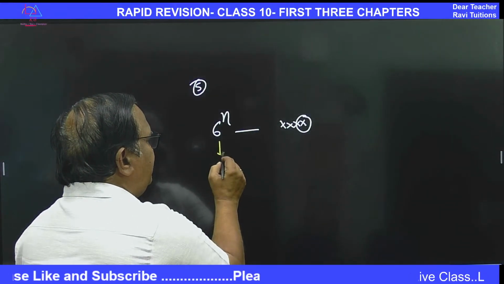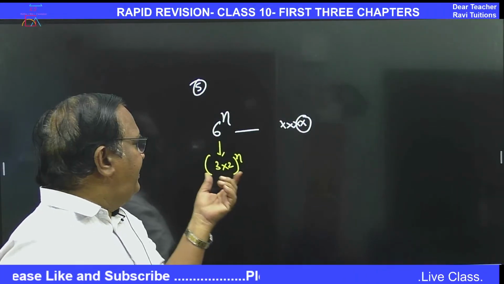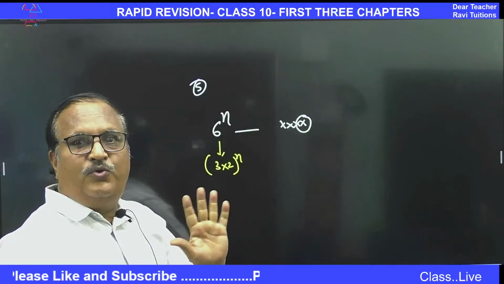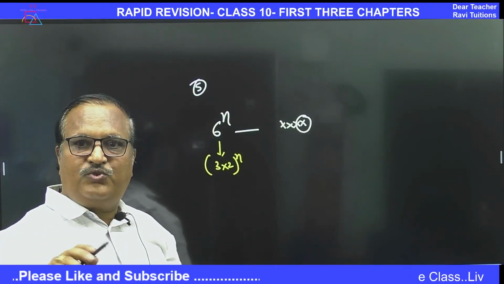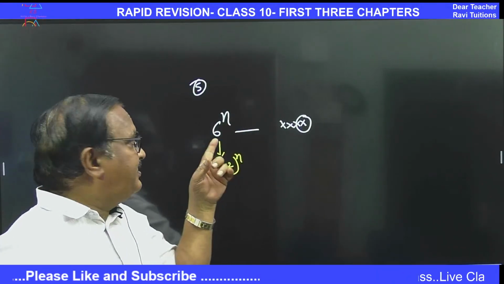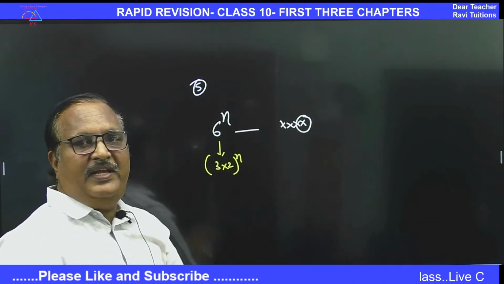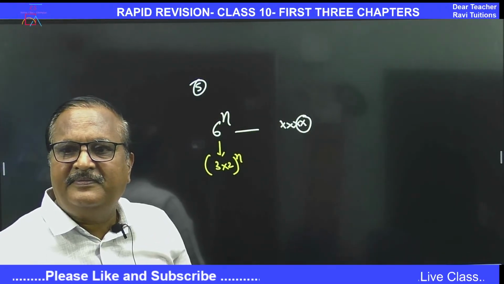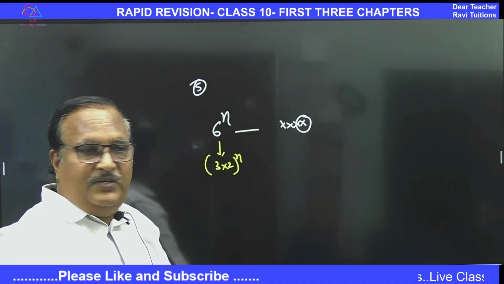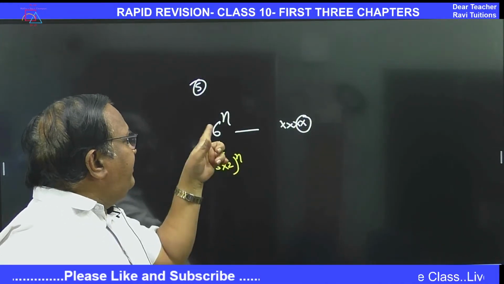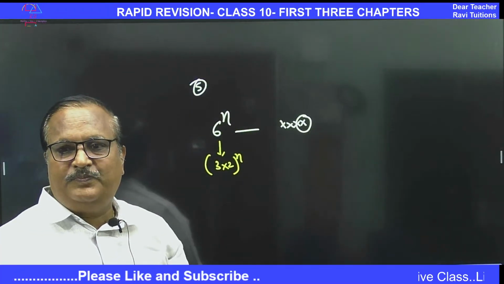Then how? You have to write 6 as 3 into 2. If you want to get 0 here, definitely the product of these two numbers should end in 0. 2 5s are 10. 2 is a prime number, 5 is a prime number. If 2 and 5 are the factors of this base 6, then only 0 will come. Otherwise 0 won't be coming. You have to write the answer. As the factors of 6 are 2 and 3, 2 is a factor but 5 is not a factor. So as 5 is not a factor, therefore the end digit of 6 to the power of n is not 0. This is how you have to write.